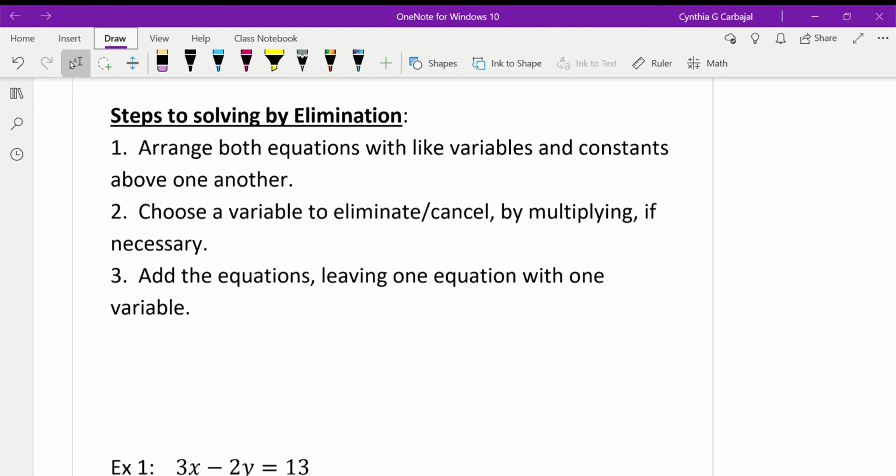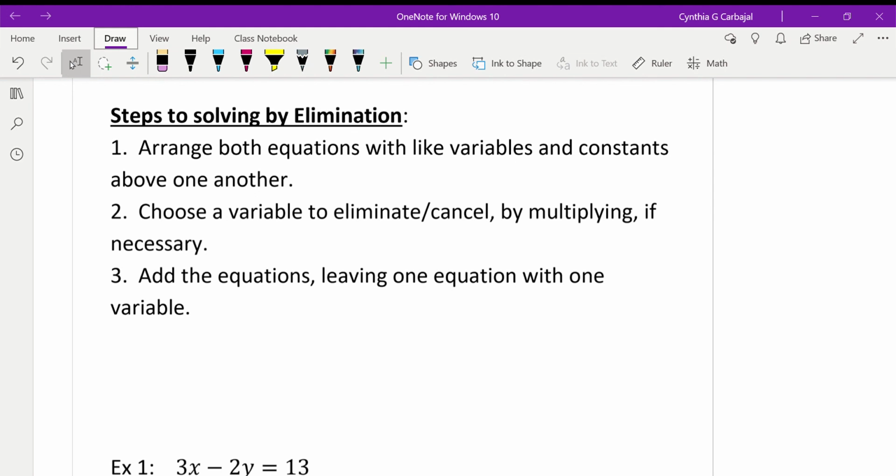Just remember that if you always want to check your answer, graph it. And even if you're doing substitution or elimination, still graph it. Where it intersects, that's your solution. If it doesn't intersect, no solution. And if it turns out to be the same line, then infinite solution.